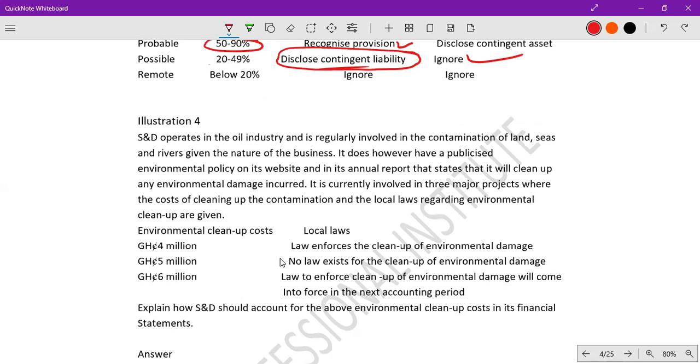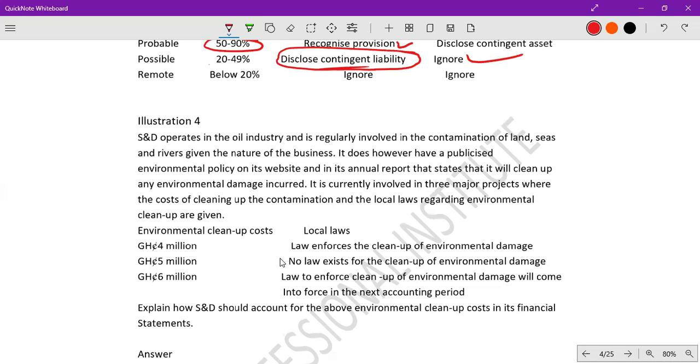So let's take our first example, example number 4. Somebody should read it for us. S&D operates in the oil industry and is regularly involved in the contamination of land, seas, and rivers, given the nature of the business. You see, if you switch on your TV, galamsey everywhere, pollution. Don't be surprised if you see a galamsey-related issue under IAS 37 in your exams.